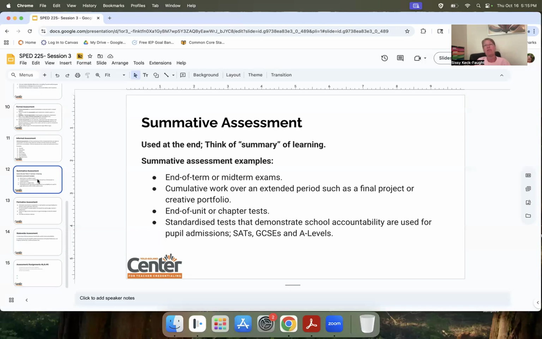SATs, things of that nature, and then also some of our students are in classes where at the end of a chapter test, there's no going back, or a unit test, there's no going back. So that would be considered a summative assessment.